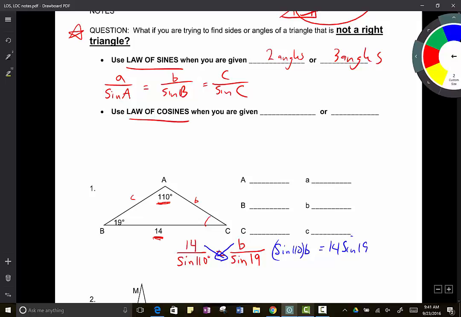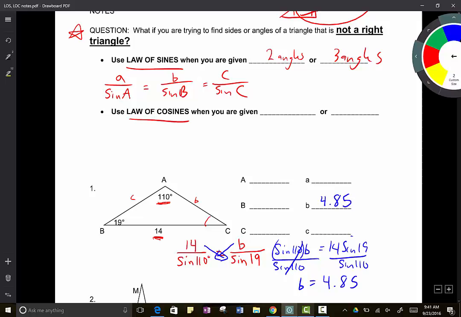So you're taking your calculator here. Make sure it's in degree mode. I'm typing 14 times the sine of 19 in, and I get 4.558. I'm going to divide that by the sine of 110 so that we'll have B equals something. So I'm doing 14 sine of 19 divided by sine of 110, and I get 4.85 for little b. So little b is 4.85.